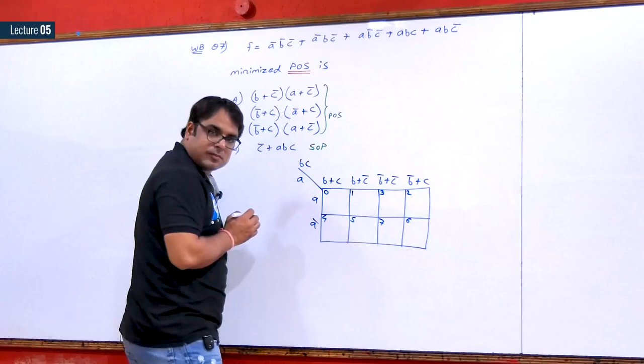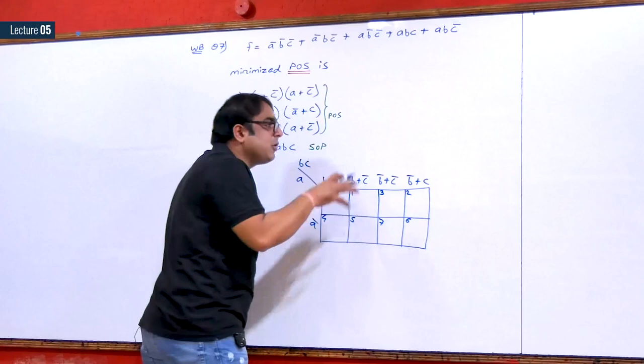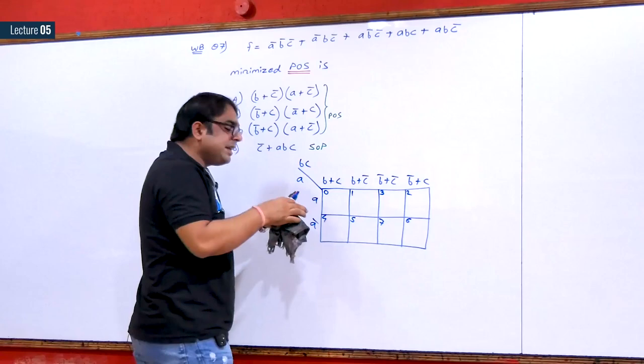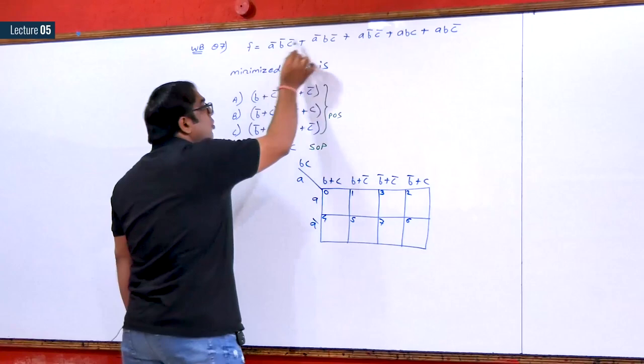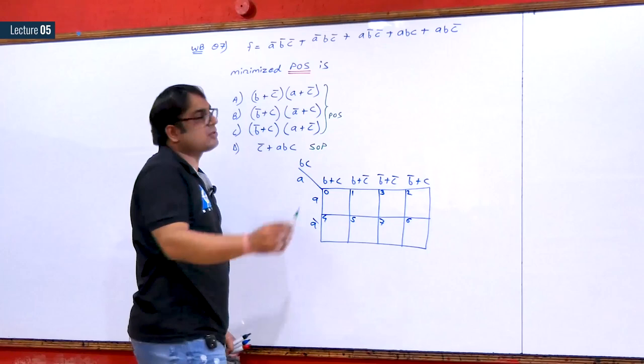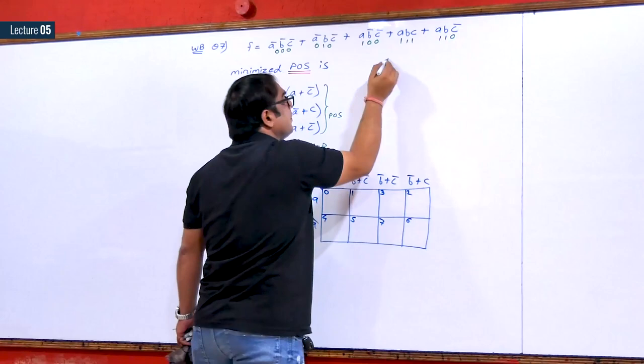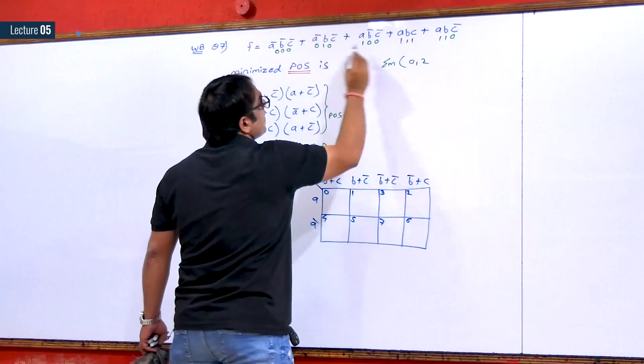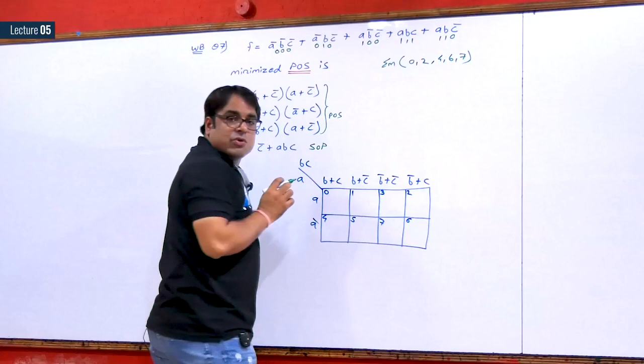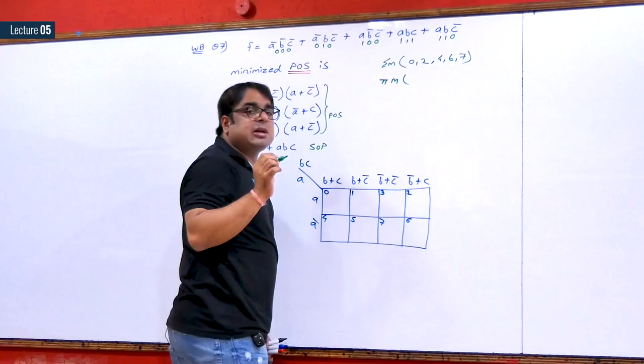We have to plot the max terms, because we are going by the POS method. Max terms are not directly available, so first we have to find the min terms, then we can calculate the max terms list. The min terms are 000, 010, 100, 111, 110. So the list in increasing order is 0, 2, 4, 6, 7. From the min terms we can find the max terms: all the missing numbers in the min term list will be your max terms.